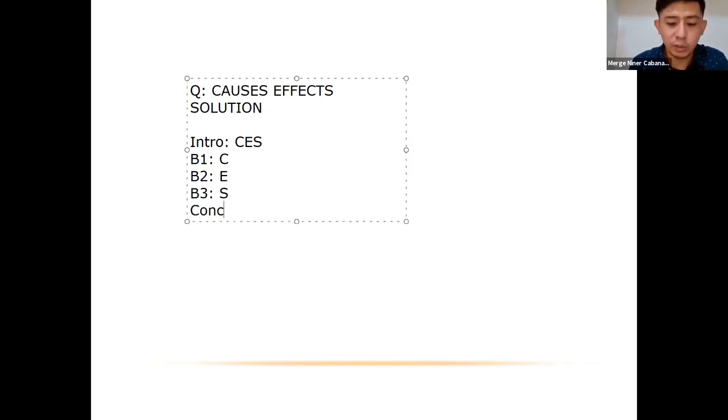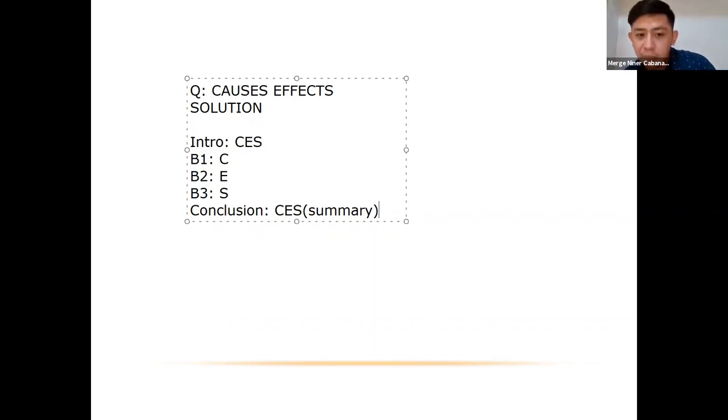Ano ngayon magiging conclusion mo? Ulitin mo ulit yun. Cause, effect, solution. Summary of what you have talked about. Alright? So if your question contains what are the causes, what are the effects, what are the solutions, the introduction. There are causes, there are effects, and there are solutions. So, body paragraph 1, causes. Body paragraph 2, effects. Body paragraph 3, solution.